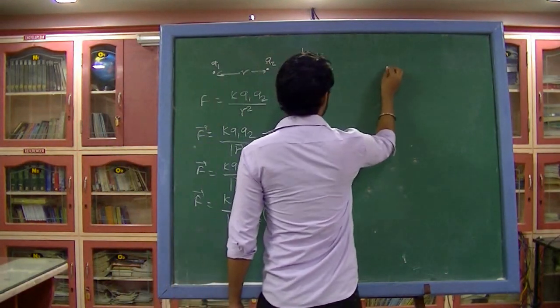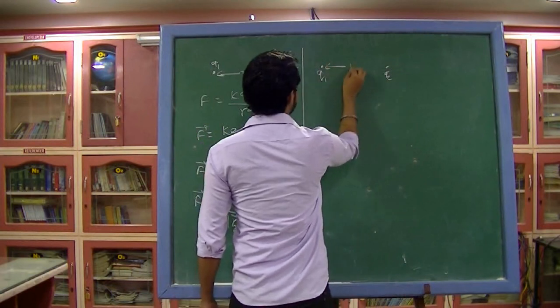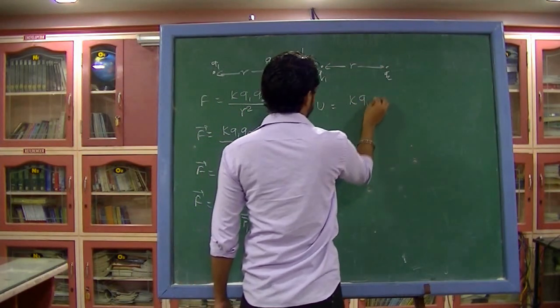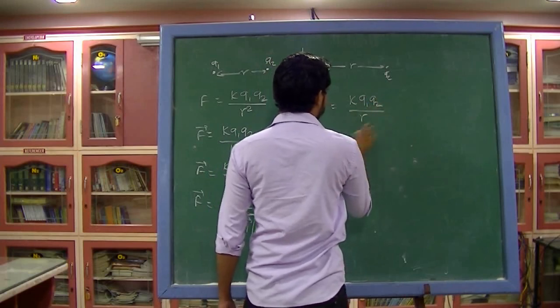Then we have seen electrostatic potential energy of two charges. Suppose there are two charges Q1 Q2, they are separated by a distance of r. The electrostatic potential energy of them can be given as K Q1 Q2 divided by r.